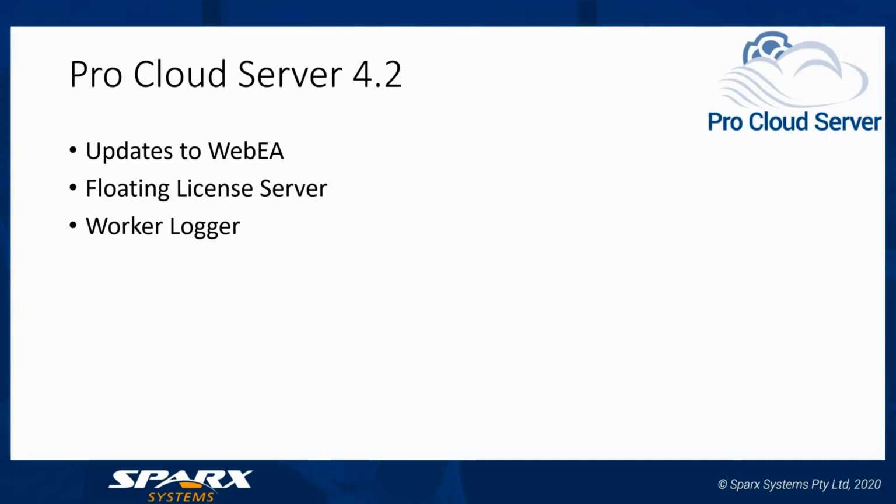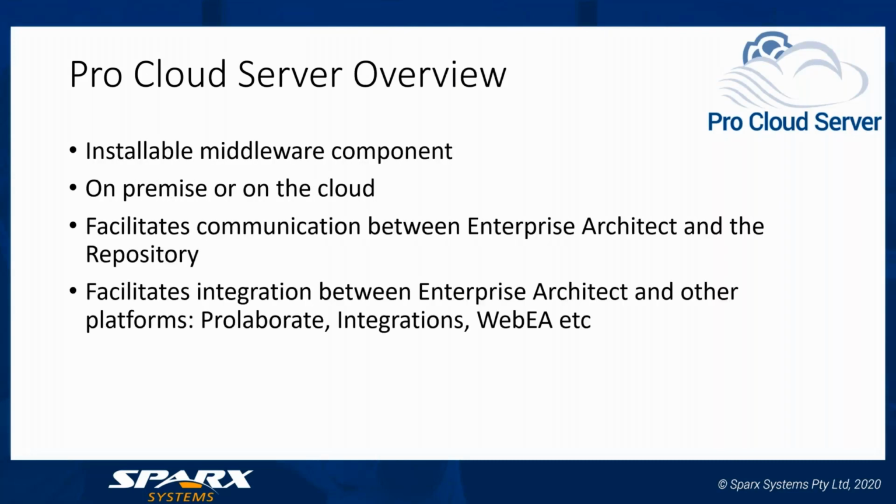One thing we did release last week, as you would imagine, is also the upgrades to the Pro Cloud Server. A lot of this stuff that we've done requires the Pro Cloud Server middleware for communication. What is the Pro Cloud Server? For those who don't know, Pro Cloud Server is a middleware component that we release here at Sparx Systems, and it is the core component between all the communication and collaboration tools that we have here at Sparx Systems.